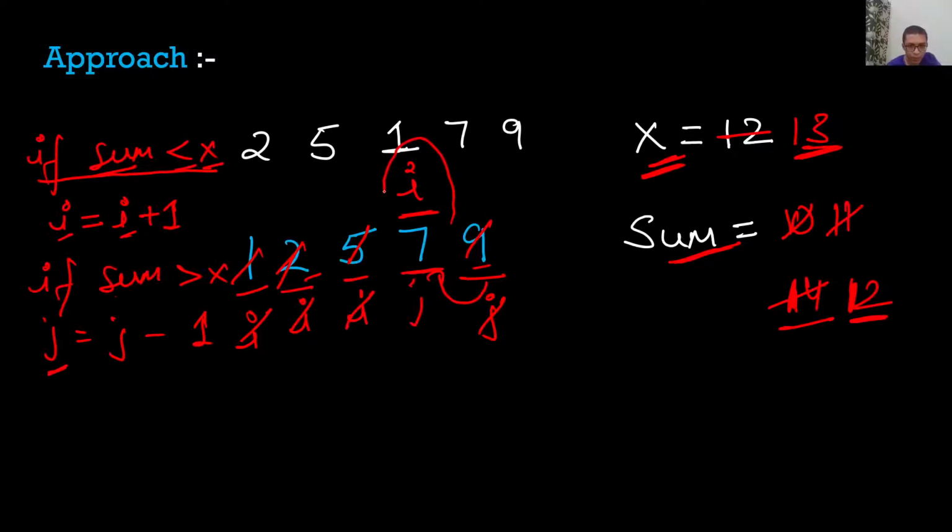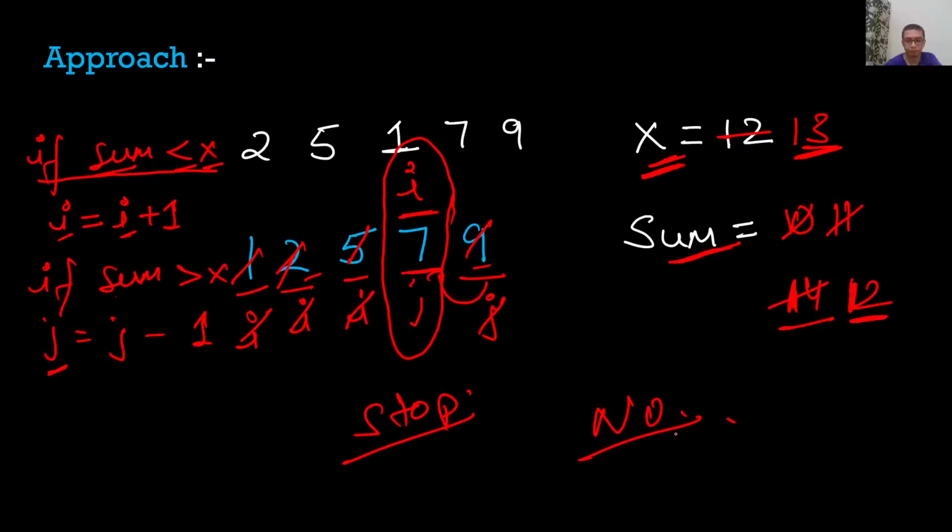Now at this point, i and j are pointing to the very same element, right? But we have to choose two elements from this array at distinct positions, right? From distinct positions. So this means that if our i and j are colliding, then we have to stop. And in this case, we will print no, right?